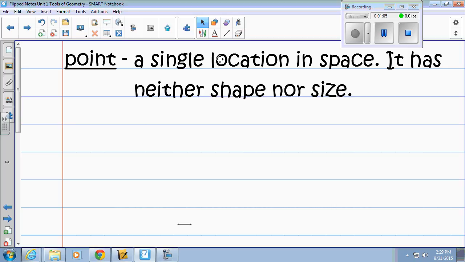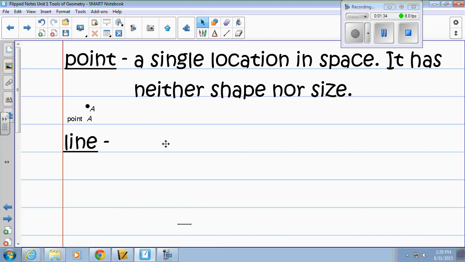A point is a single location in space. It has neither shape nor size. So theoretically, because it doesn't have a size, we normally would not be able to draw it. But of course, we do need to be able to draw points and draw locations. So we use a dot to represent it, and we can name the dot with a single capital letter. If we want to name this point, we would call it point A, or point whatever capital letter has been designated for it.